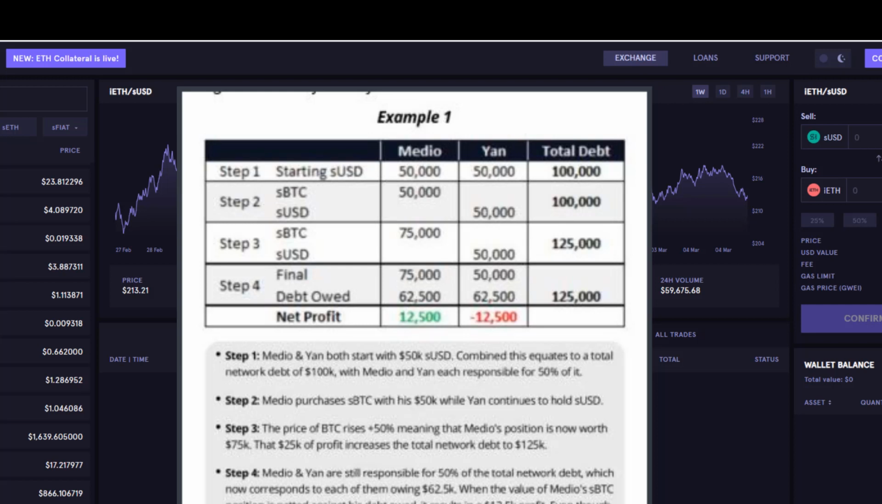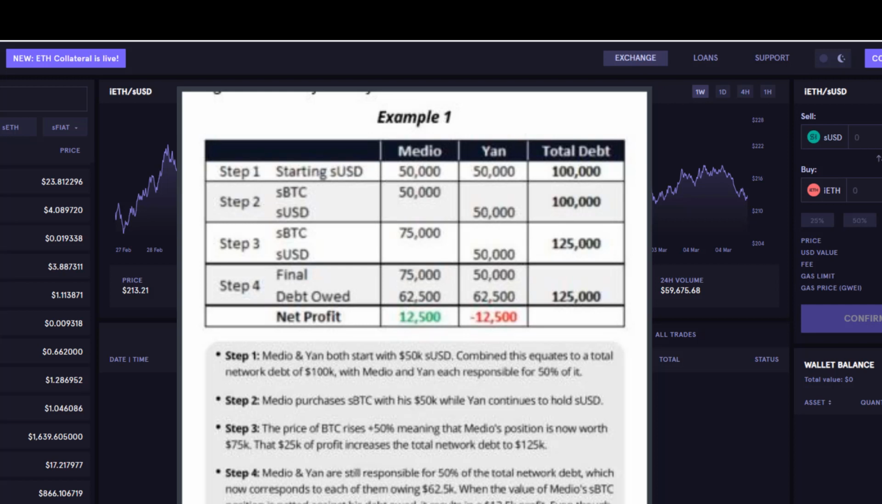In this example, they're both responsible for 50% of the total network debt, and that's because $100,000 worth of debt was issued, and they both contributed $50,000 apiece. So that equals 50%. And as long as the two don't make any purchases, they just keep it in SUSD, they both can redeem their SYNTHETIX tokens by burning their 50,000 SUSD. But in this example, Medio decided to use his SUSD to buy Bitcoin. And because he made 25K in profit, it increased the total debt issued from 100K to 125K.